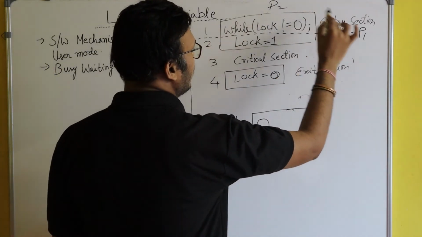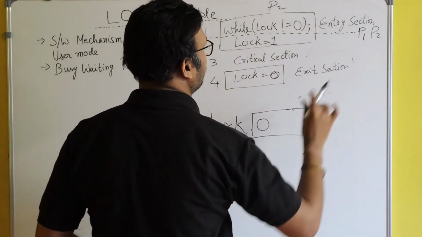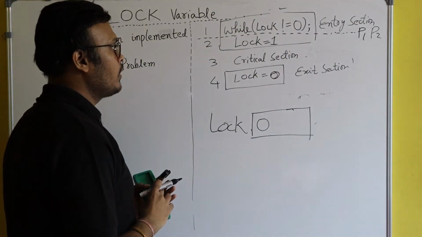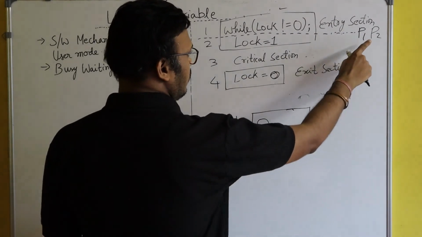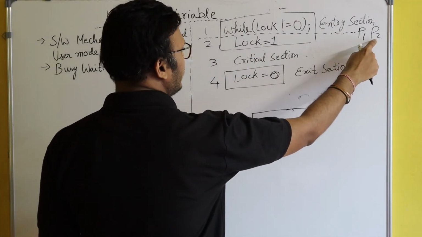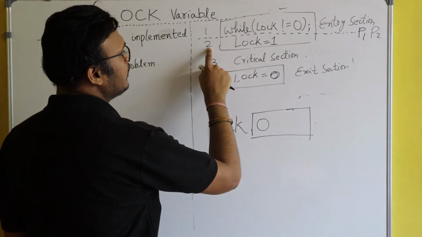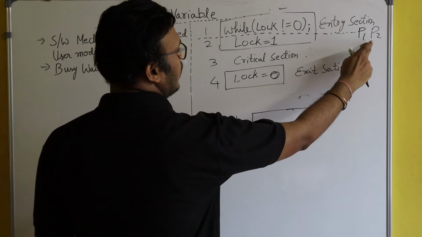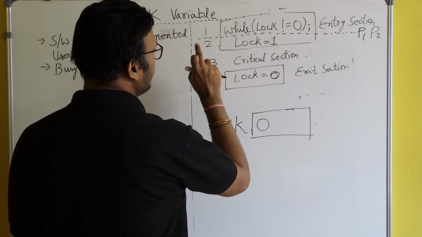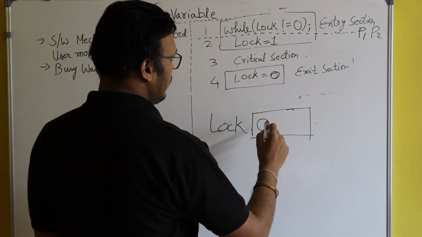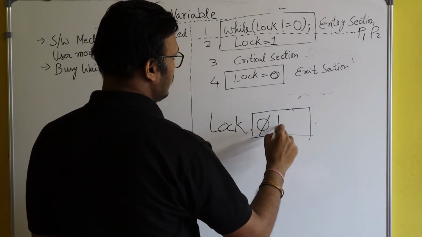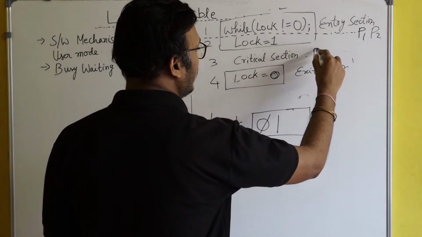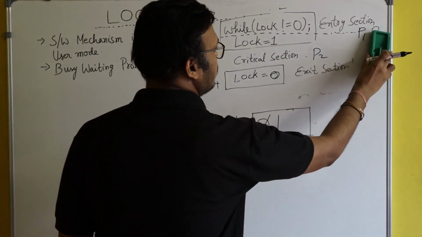So now P1 and P2 are here. Now you see, since P2 is executing, the CPU is with process P2. So P2 will execute line number 2: lock is equal to 1. At line number 2, lock is equal to 1, and after that P2 will enter inside the critical section.